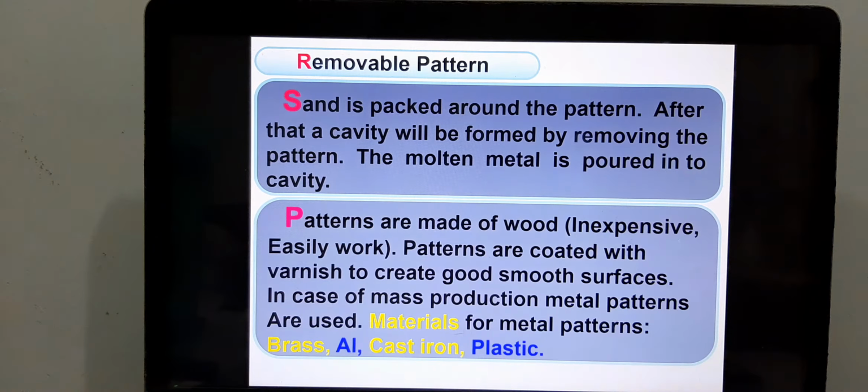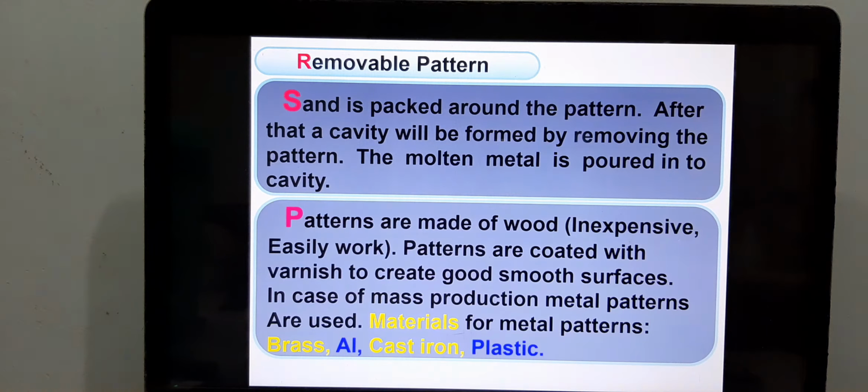Okay, so as I told you, for removable pattern, the pattern is made out of wood. Why out of wood? Because wood is inexpensive and you can easily carve it or shape it. But the most important criteria is the pattern has to be symmetrical, so that half of the pattern will go into the cope and half of it will go into the drag. And patterns are coated with varnish to create good smooth surfaces. And in case of mass production, metal patterns are used.